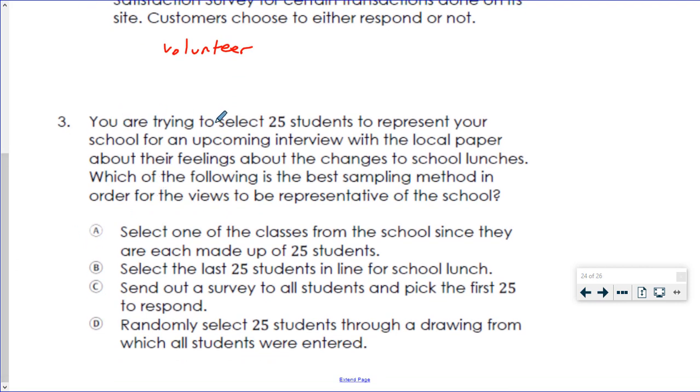Number three, you are trying to select 25 students to represent your school for an upcoming interview with a local paper about their feelings about the changes to school lunches. Which of the following is the best sampling method in order for the views to be representative of the school? Again, you're only going to select 25 students, but you want their views to be representative of the entire population of the school. So, which of these would be best?